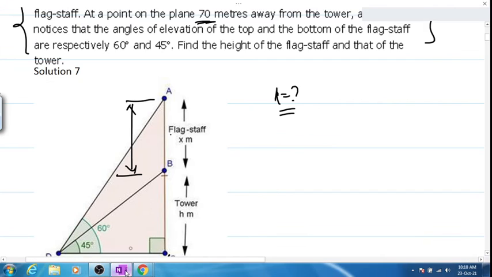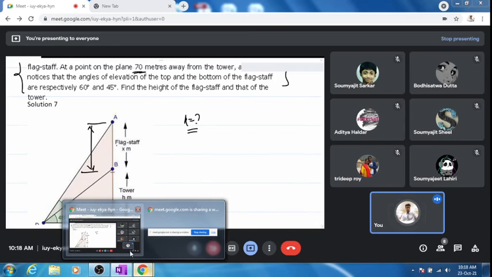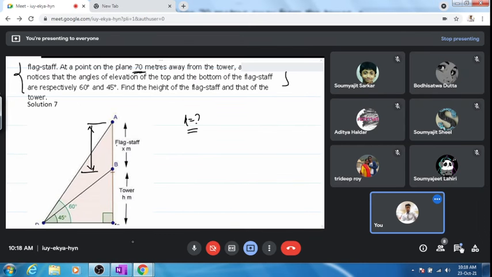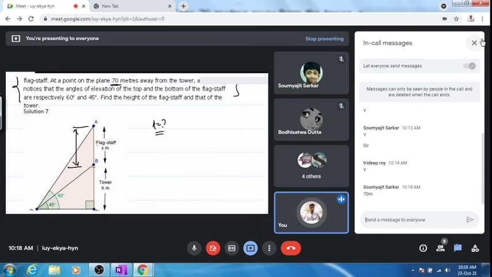Shobhajit, please type it out. I cannot hear you properly as the recording software is on. Please just type out the answer. The height is 70, excellent.